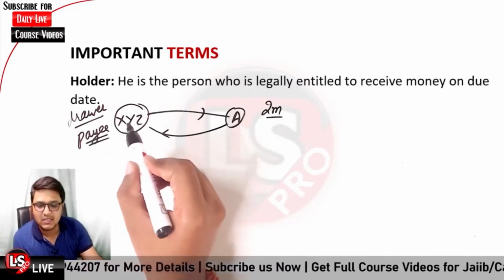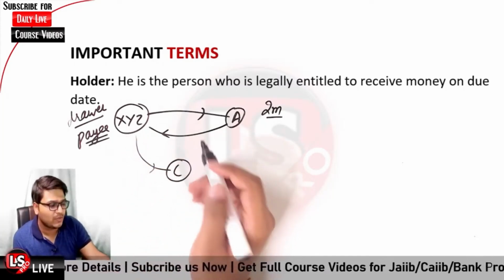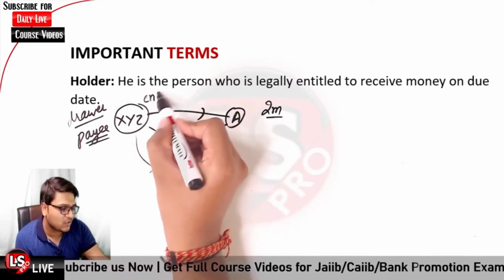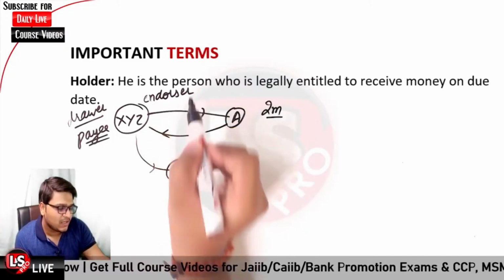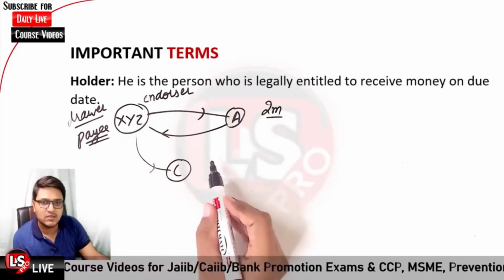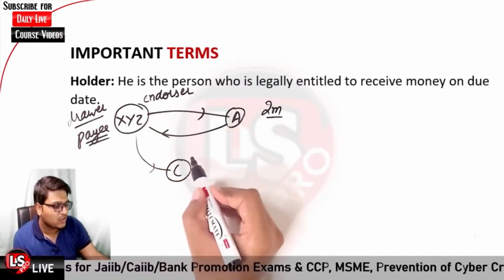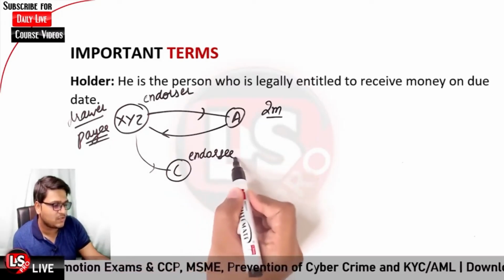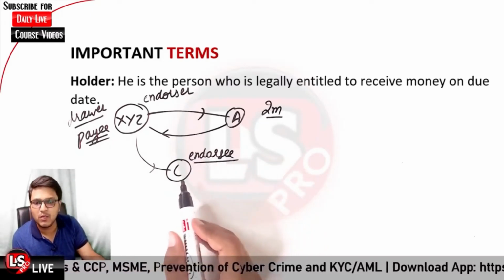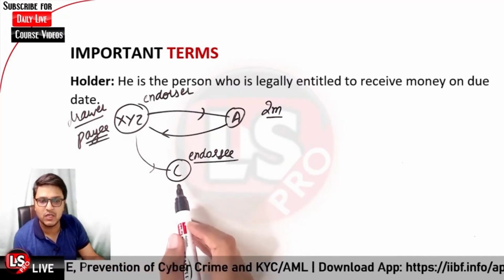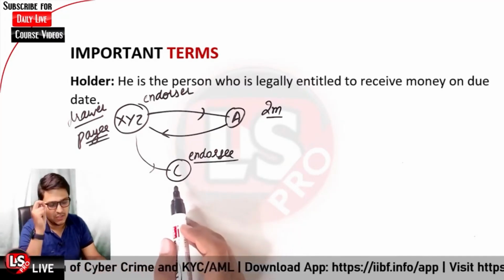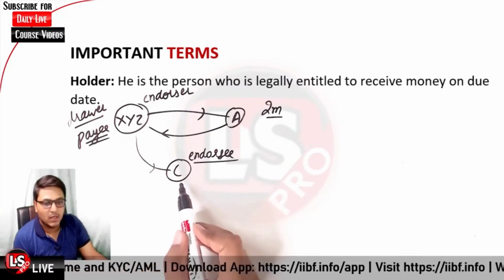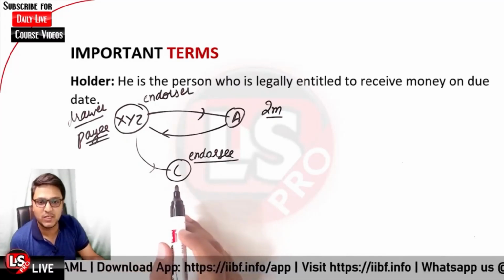XYZ over here is the drawer, and also the payee. When he has endorsed the instrument, XYZ would be the endorser. And he is endorsing the instrument to person C, so C would be the endorsee, to whom the instrument has been endorsed. This is basically the negotiability of the bill of exchange, that the bill of exchange is now delivered to person C. Now the bill of exchange is in possession of person C.